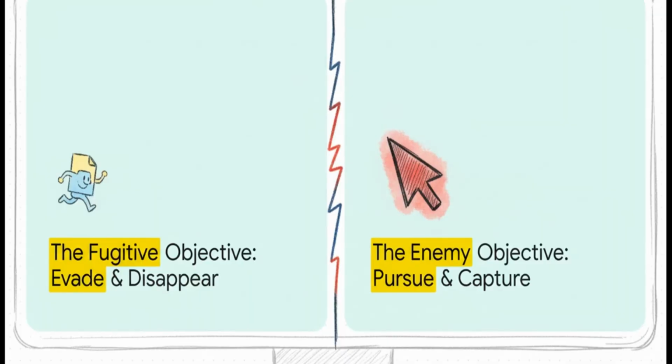And on this battlefield, just like in any great chase story, the conflict is just beautifully simple. It all boils down to two sides. You've got the fugitive, whose one and only goal is to disappear, just vanish. And then you have the enemy, who's laser-focused on pursuing and capturing them. It's that classic cat-and-mouse game. It's just being played out inside a very, very modern cage.